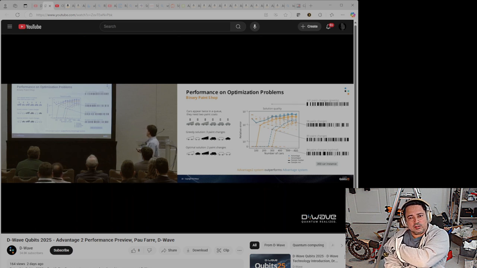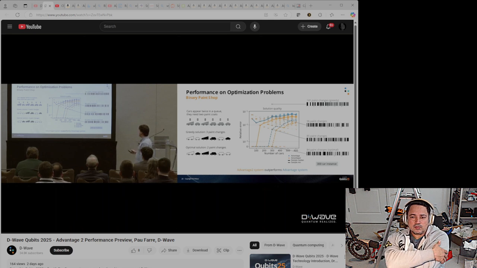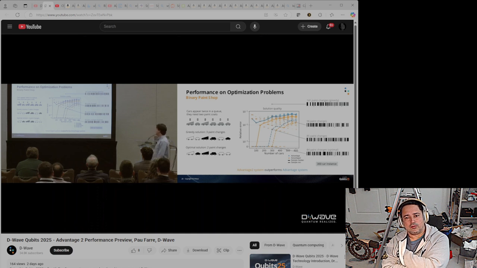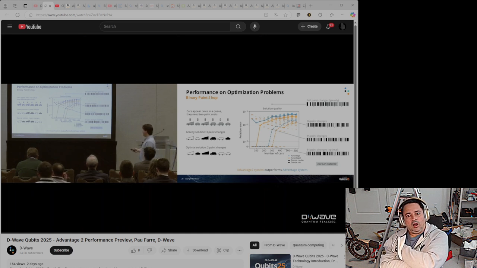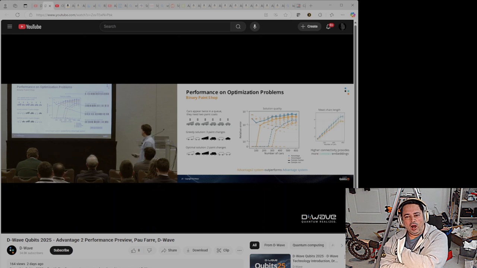And this is a greedy solution, again following this scheme where you avoid changing paint until you find yourself forced to change it quite frequently. And it's 141 paint changes that would be over here. So QPUs do better than that systematically. And the Advantage 2 system is outperforming the Advantage system with all these metrics.